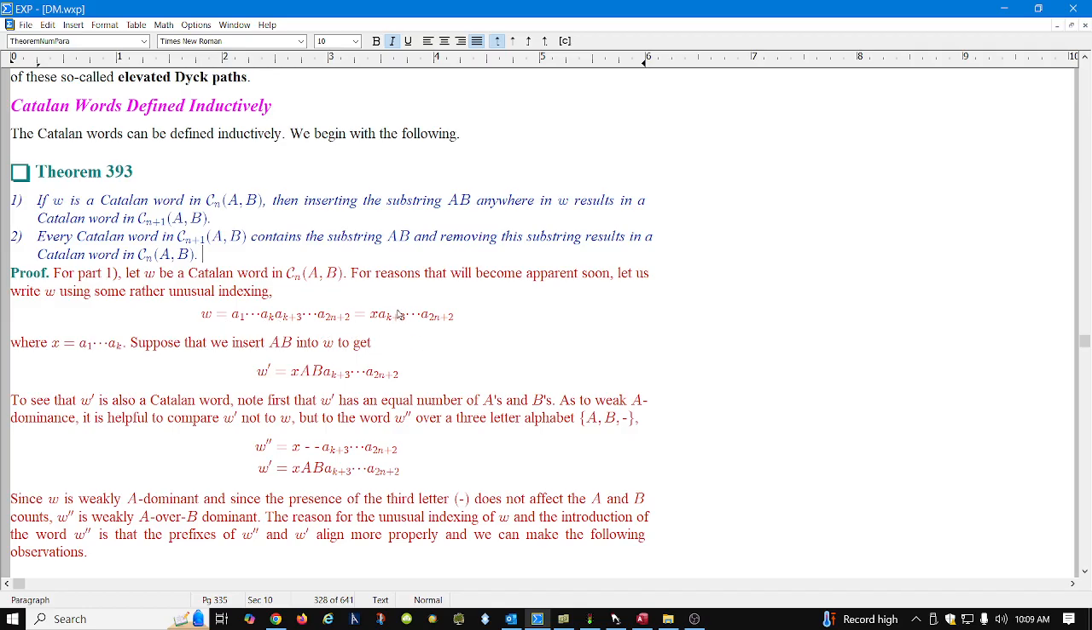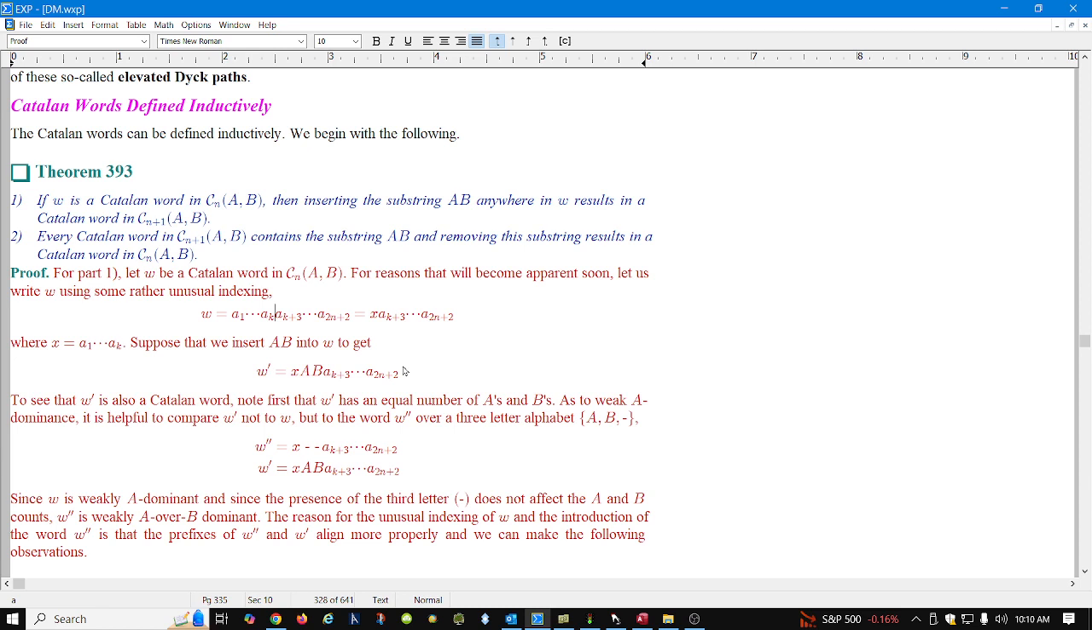A1 through AK I can write just as X. And so the last index, 2n plus 2, is there because this word has length 2n, but there are 2 indices missing. And suppose that we're going to insert then the string AB at this gap here in the indices. So we have X, AB, and then AK plus 3 through A2n plus 2.